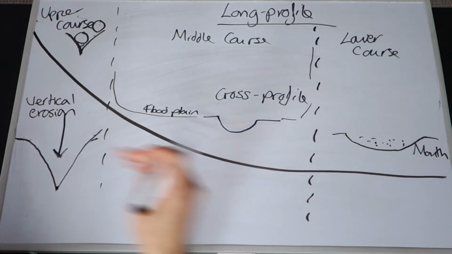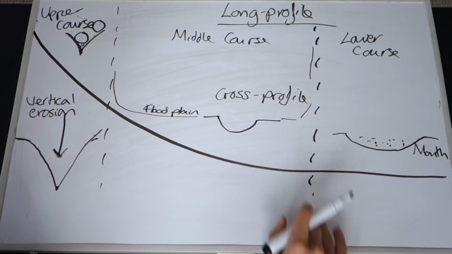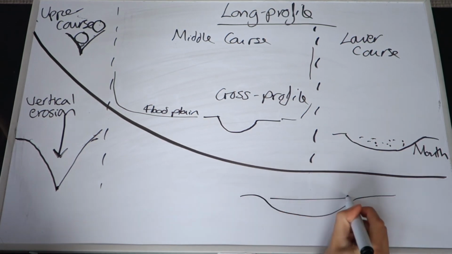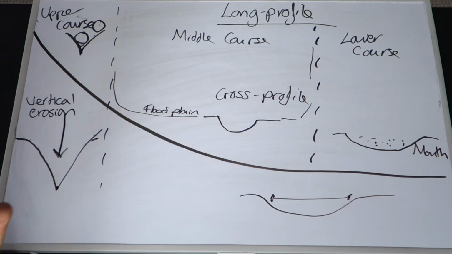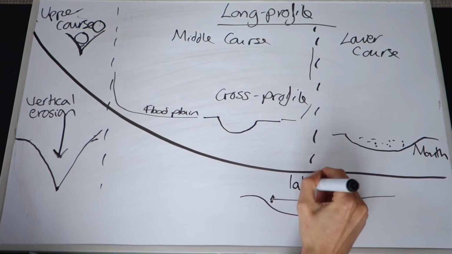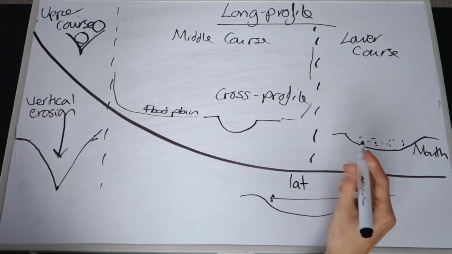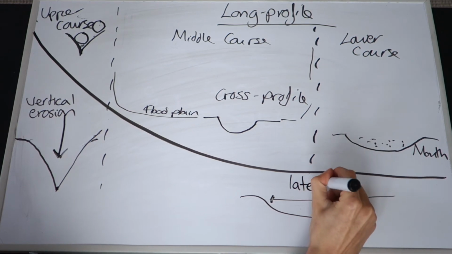Whereas in the middle and lower course, what tends to happen is that the river doesn't erode down, it doesn't erode vertically, it erodes the banks. And most erosion in the middle and lower course actually happens when the river bends, when the river meanders. We call that process of erosion of the banks, widening of the river channel, lateral erosion.